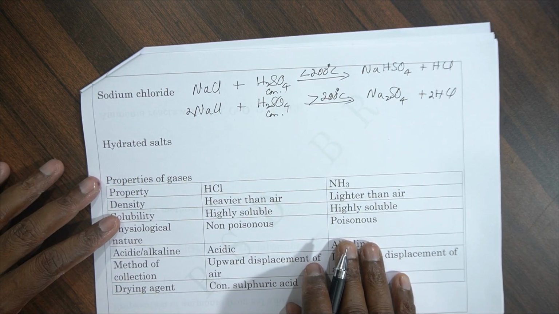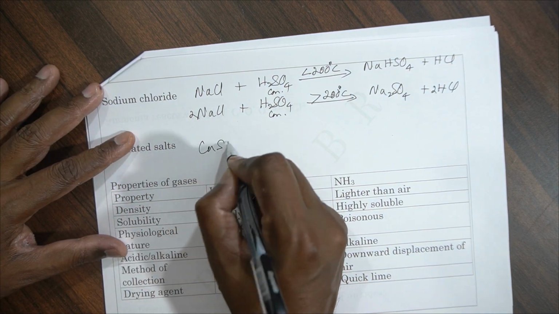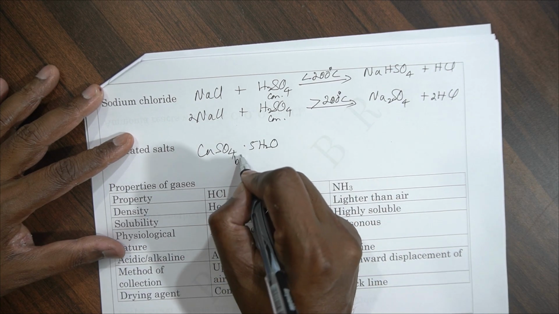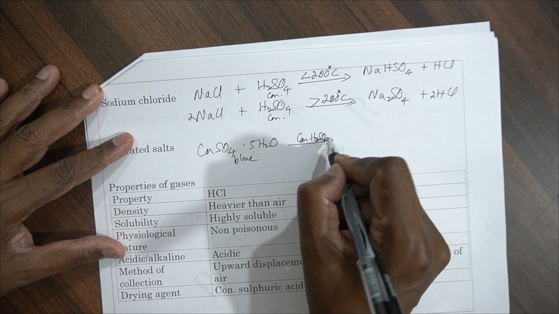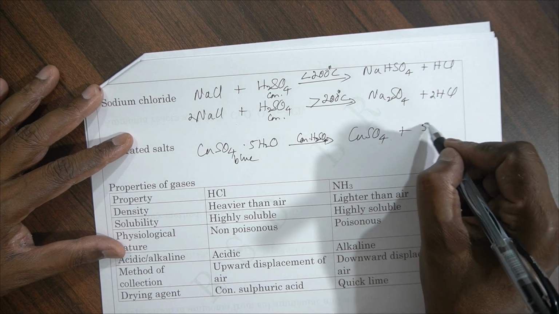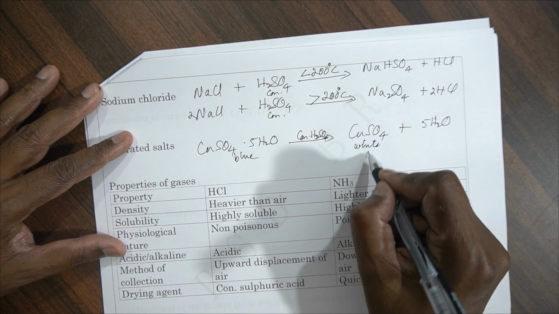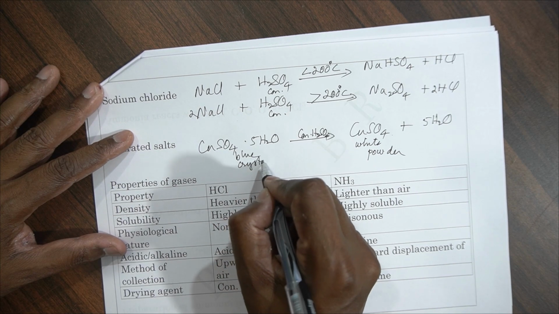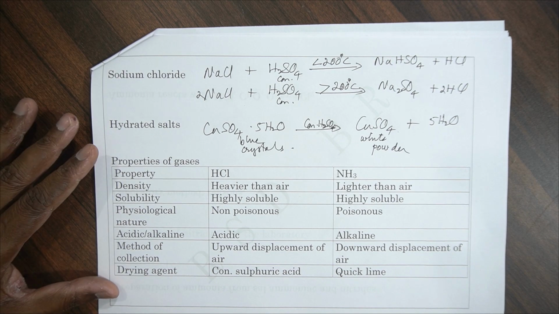Okay. Then concentrated sulfuric acid reacting with hydrated salts. CuSO4.5H2O is a hydrated salt. It is a blue crystal. Conc. H2SO4 is added to it. It will change to white copper sulfate powder and the water, 5H2O, will be absorbed by the acid. So this is white powder, blue crystals. Okay, these are some reactions of concentrated sulfuric acid, important reactions.